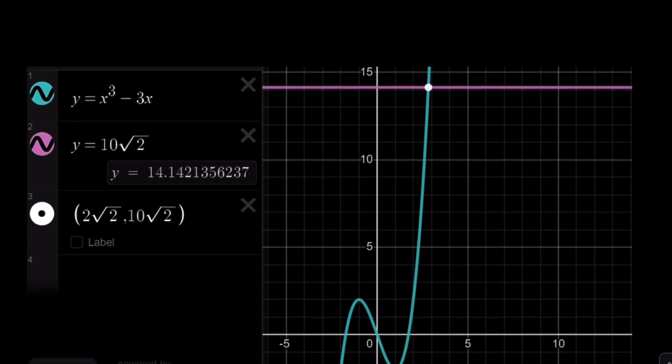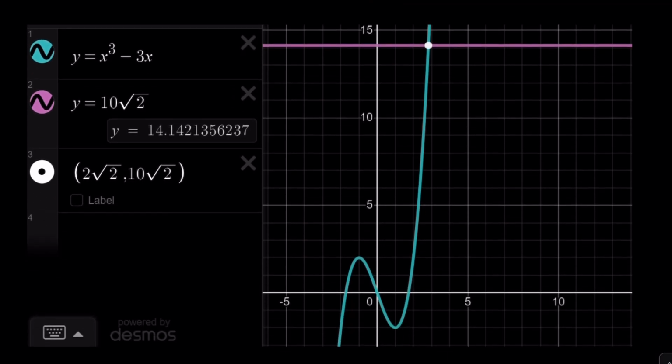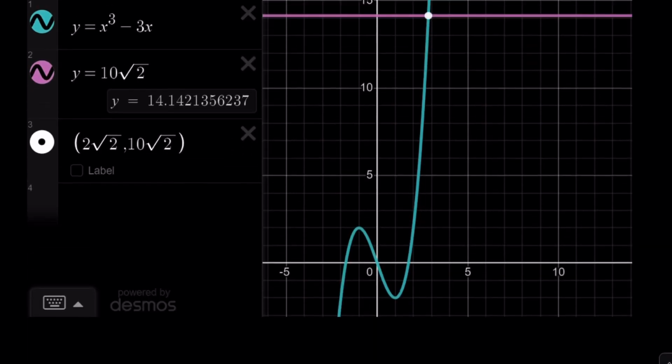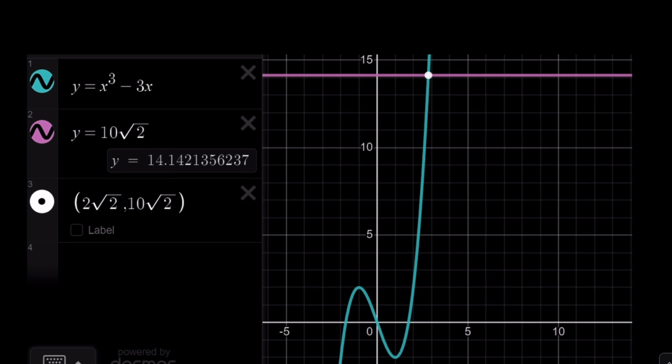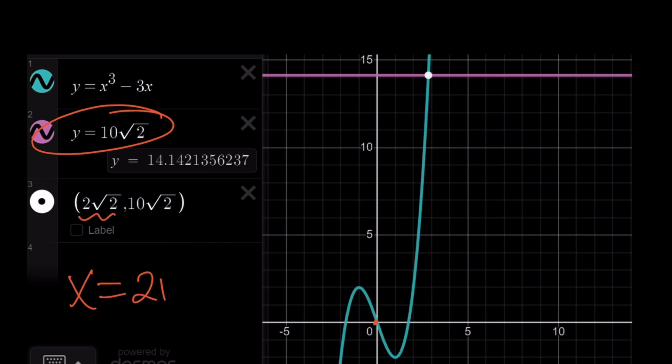And this brings us to the graph. There you go. We have a cubic function that curves so that it can have 3 solutions, one of which is 0, obviously. But it intersects the horizontal line y equals 10 root 2 at exactly x equals 2 root 2. So that's the only real solution.